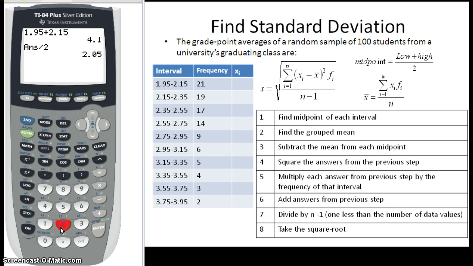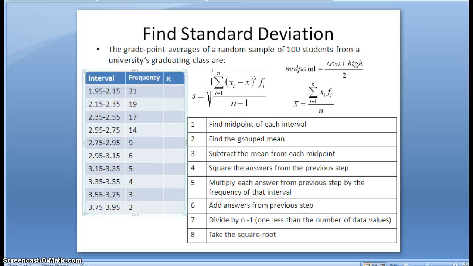So the next interval is 2.15 plus 2.35. Get the sum, divide it by 2, 2.25. So I see the pattern right away. They're going up by 0.2 each time. And so I'm going to type all of my midpoints right in here so that I have them to work with. Now I can't show my calculator while I'm typing, so my calculator's moved away.